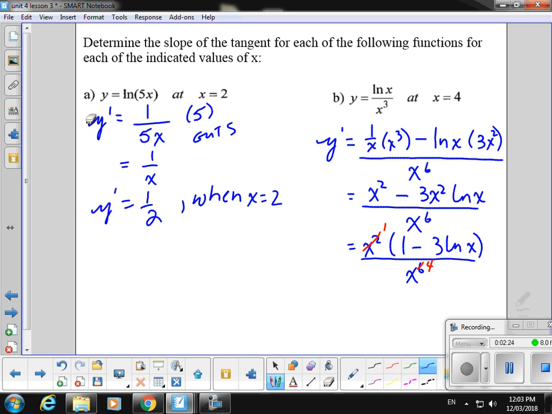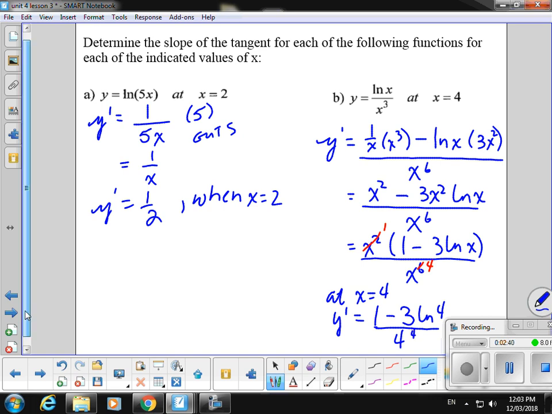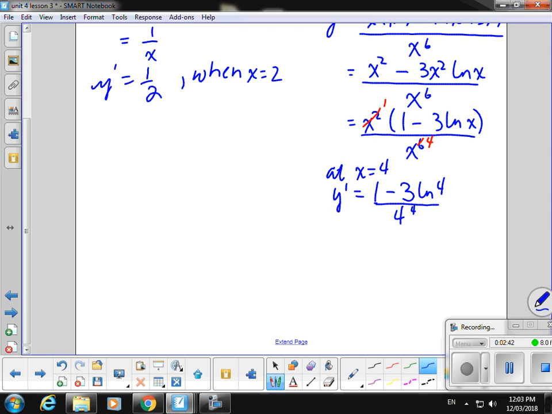When x equals 4, I have my slope of the tangent is 1 minus 3 ln 4 over 4 to the 4. I need a calculator for that. Slope of the tangent is -0.012.